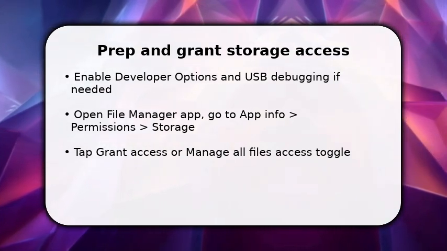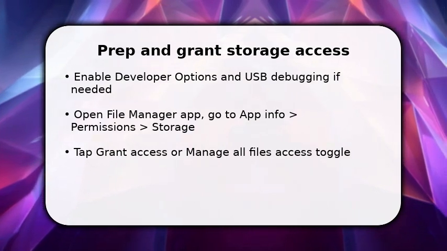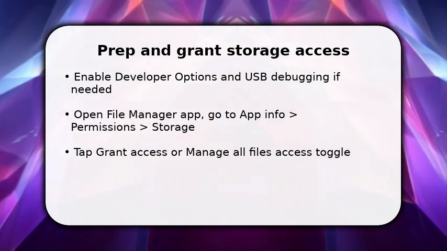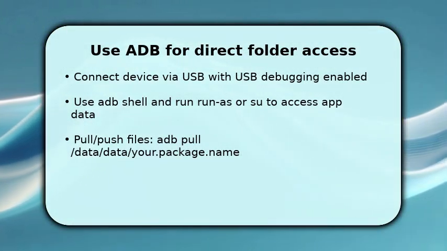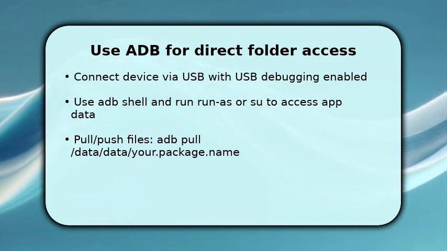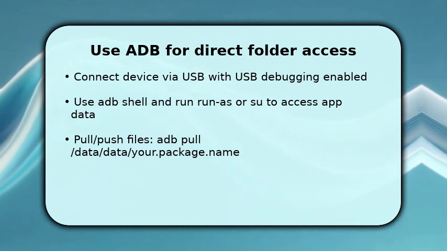This step fixes most permission denials by making the app visible to Android's scoped storage policies and letting it read the data folder. You will now use ADB when the GUI still blocks access. Connect USB and confirm USB debugging permission on the phone. In a shell run adb devices, then adb shell.